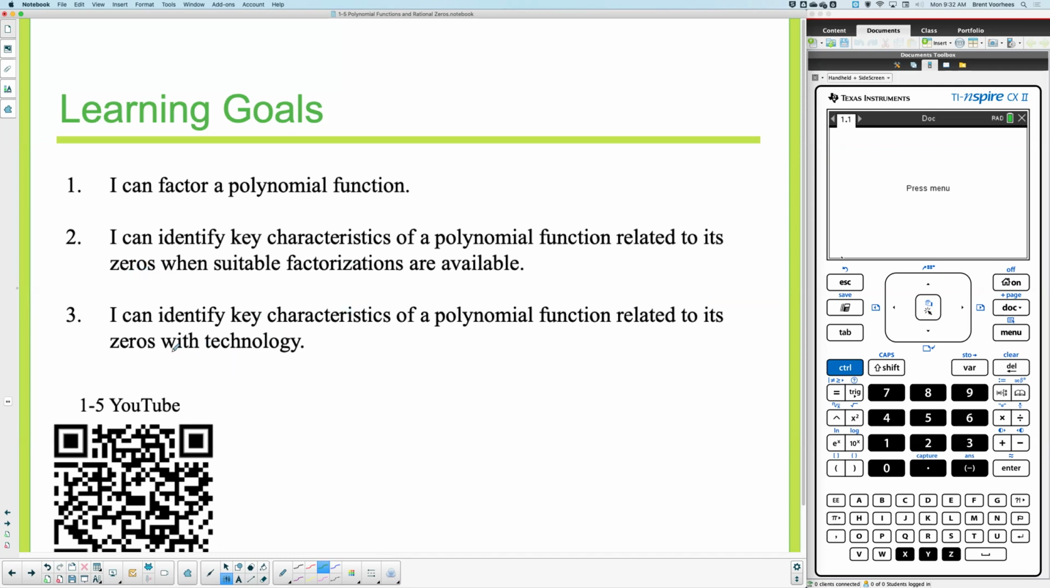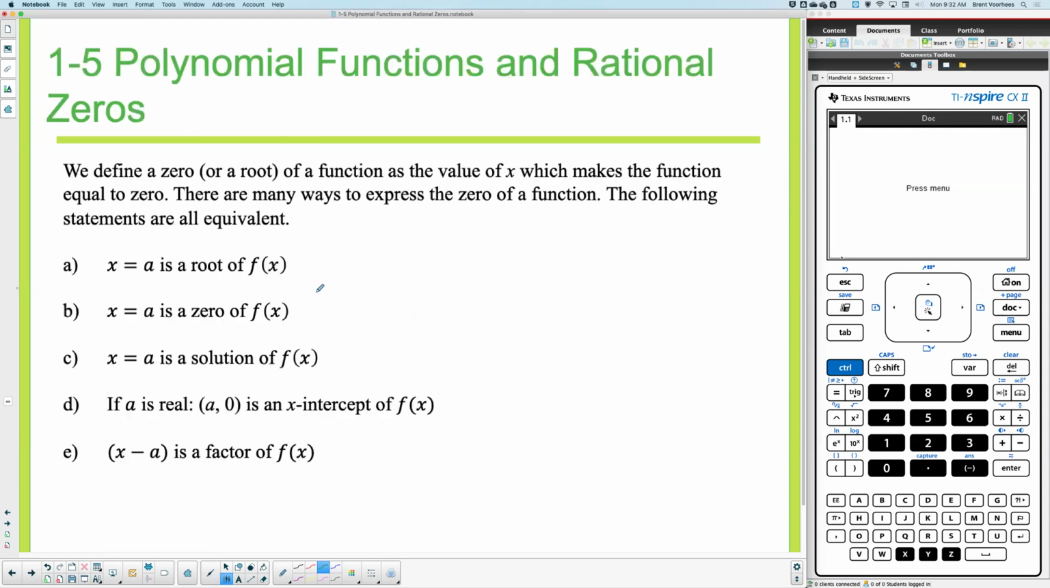Last class, we identified key characteristics using technology. We learned that last class, and we'll verify with technology. But today, we're going to learn how to factor. And the why is so we can find key characteristics using algebra, if you will. So that's the point of what we're doing today.